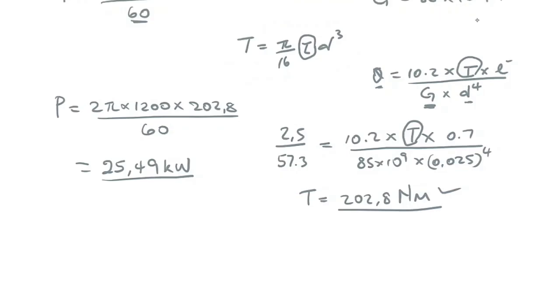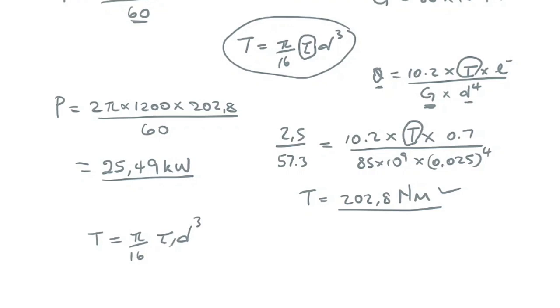Now we have to find the shear stress. We have to use this formula. Let's write it. It is torque is equal to pi divided by 16 times the shear stress times the diameter to the power 3. We have to make the shear stress the subject of the formula. This shear stress is equal to torque times 16, all divided by pi times the diameter to the power 3, like this.